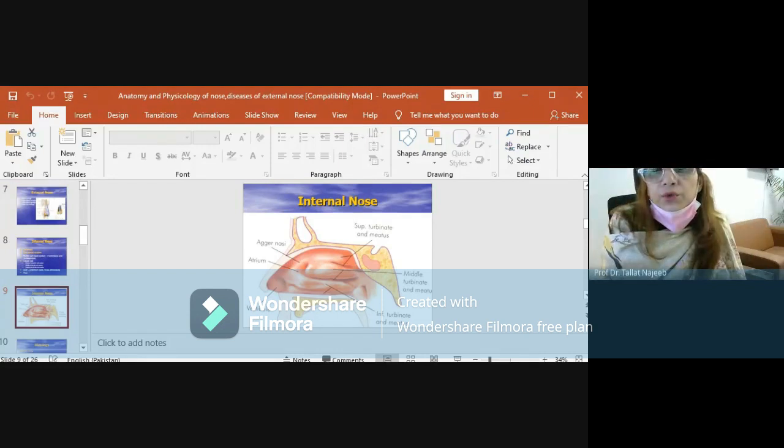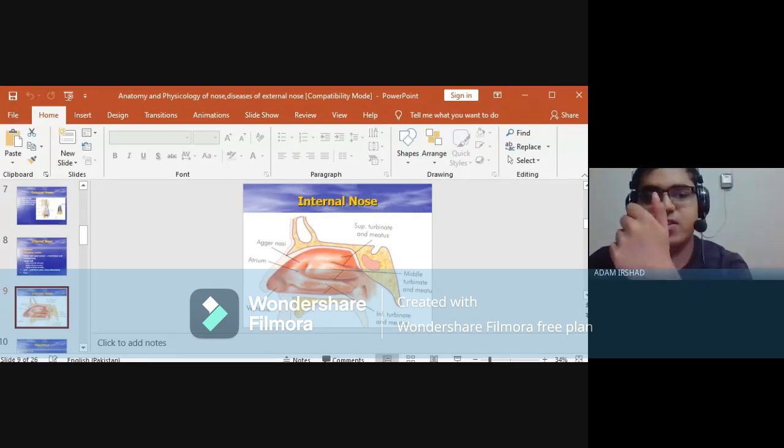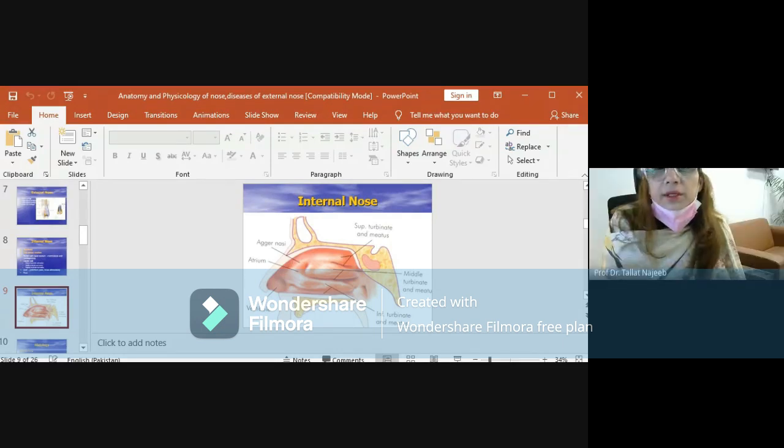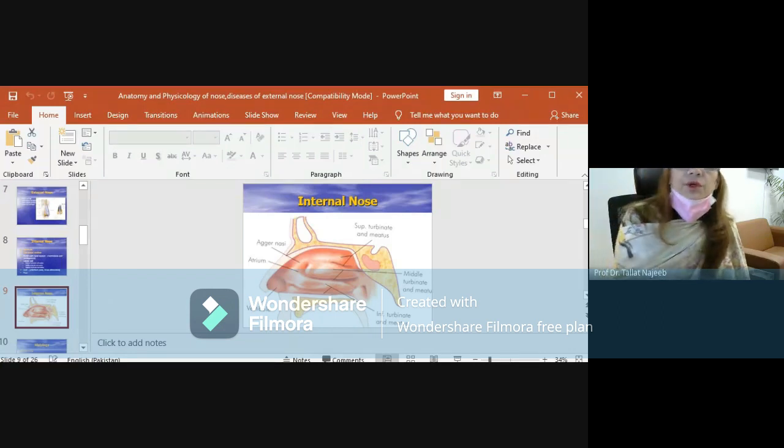Okay. So why is this part clinically important? Because this part has hairs, and there can be infection of the hair follicle, which is called a boil. So a boil will always be present in the caudal part of the nose. It can be on the lateral wall or on the septum.